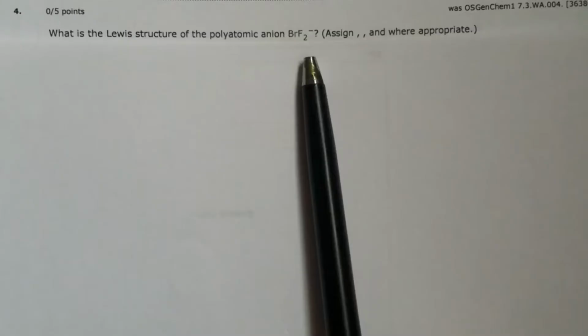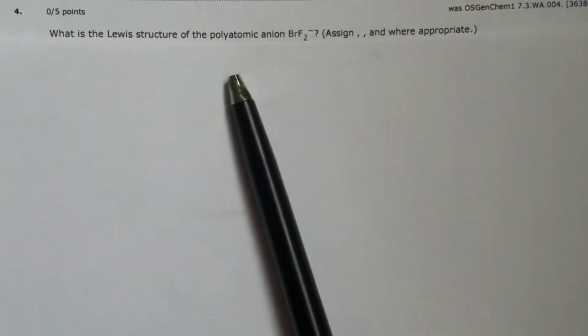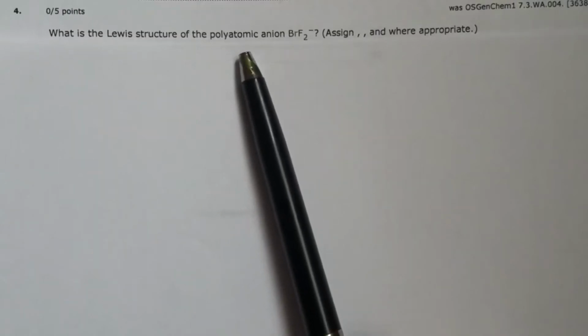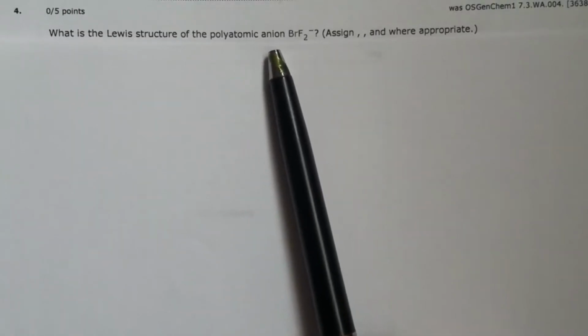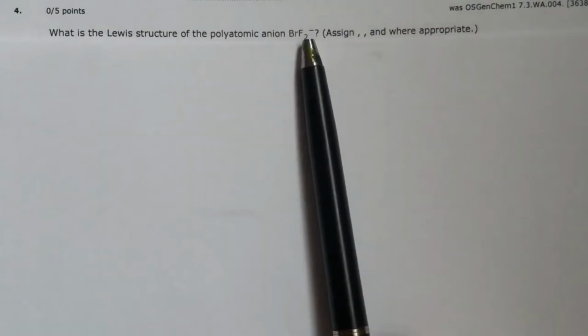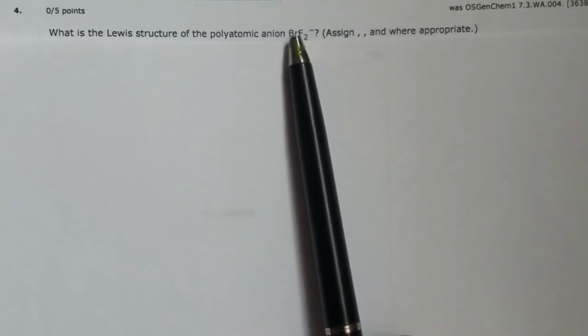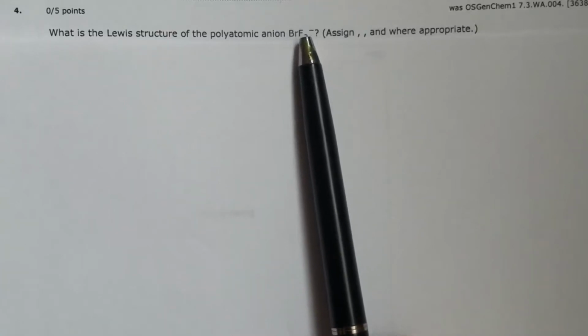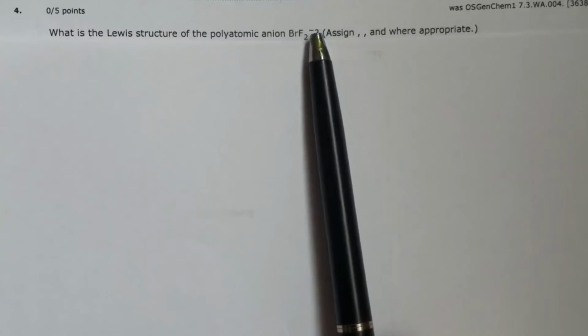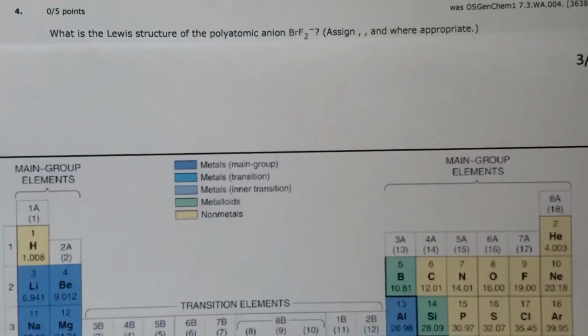This is Chapter 7, Lewis Structures, Homework number 4. What is the Lewis structure of the polyatomic anion? This polyatomic anion is formed from bromine and fluorine, but it carries a -1 charge.